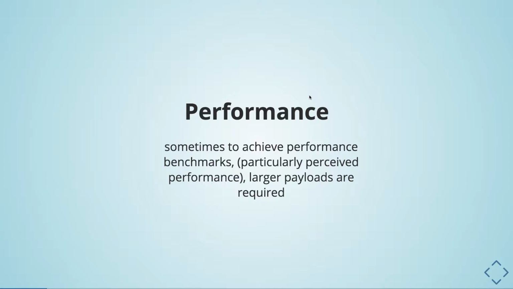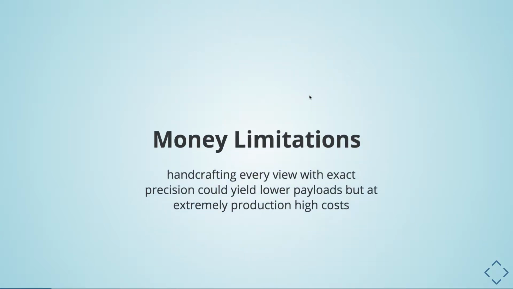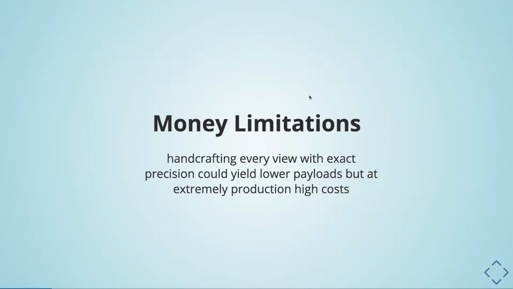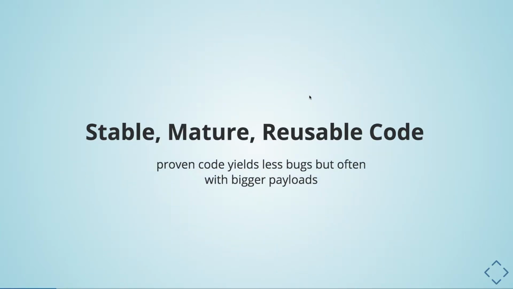It's kind of counterintuitive, but to meet some of those performance metrics, particularly around perceived performance, is actually going to potentially require more payload, right? So if you want to pretend like you're doing something within 50 milliseconds, that's going to cost a little bit of payload. There are budget limitations. If you handcrafted every single view, hopefully you would see that that's lower payload, but that would be extremely high in production costs. So that's something to balance with all that.